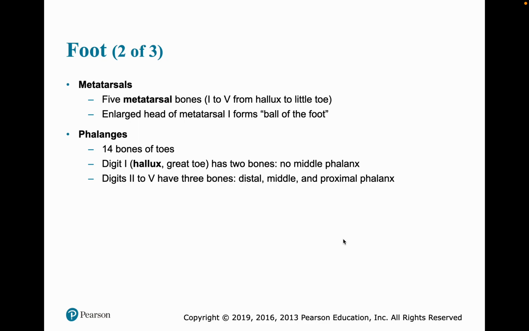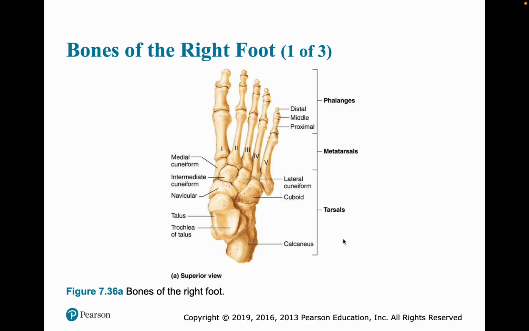And again, we have phalanges, much as we did in the hand. So there are 14 in the toes. The first one, digit 1, the great toe or the hallux, has a proximal and distal phalanx, no middle one, while the rest of them, like the fingers, have 3 bones: distal, middle, and proximal phalanx. And they are shown here.